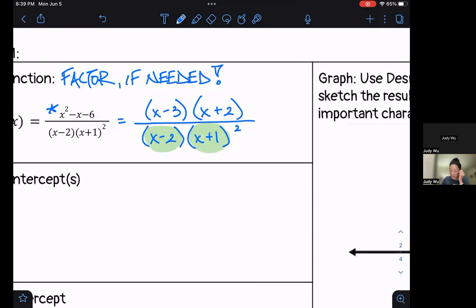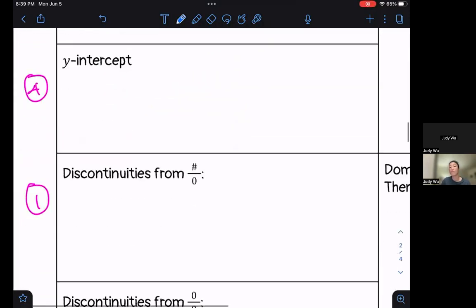So that means that for my discontinuities from a number over 0, right, this is our vertical asymptotes. We take our 2, so x minus 2 equals 0, and x plus 1 equals 0. We solve for x.